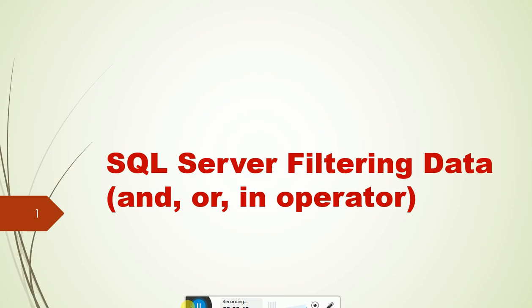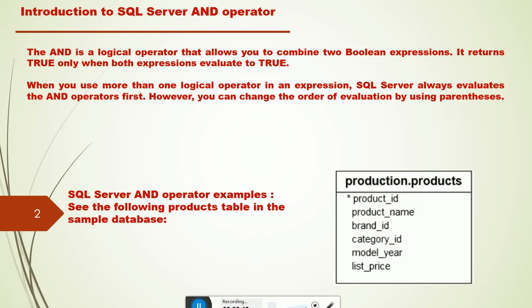So let me start with the introduction to the SQL Server AND operator. The AND is a logical operator that allows you to combine two Boolean expressions. Meaning if you specify more than one condition, or two conditions, then you can use the AND operator to join both criteria. It returns true only when both expressions evaluate to true.